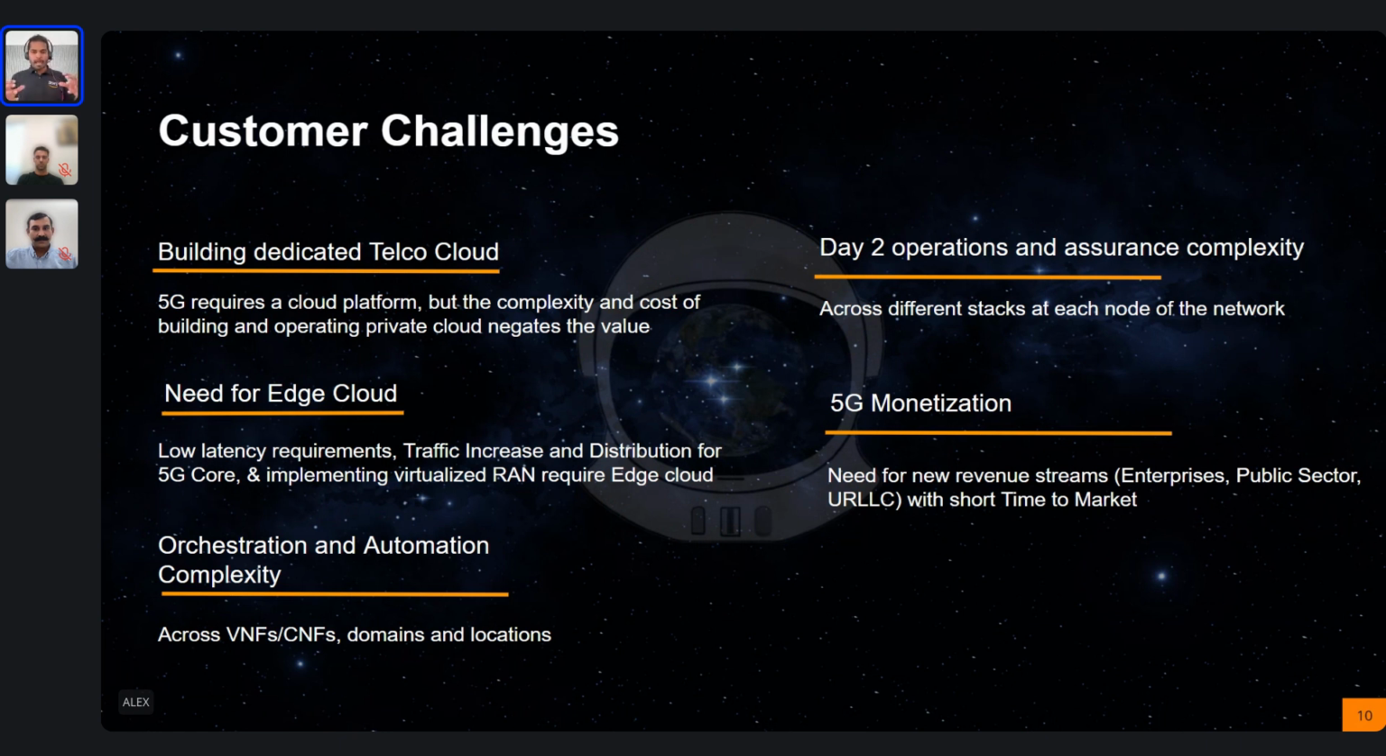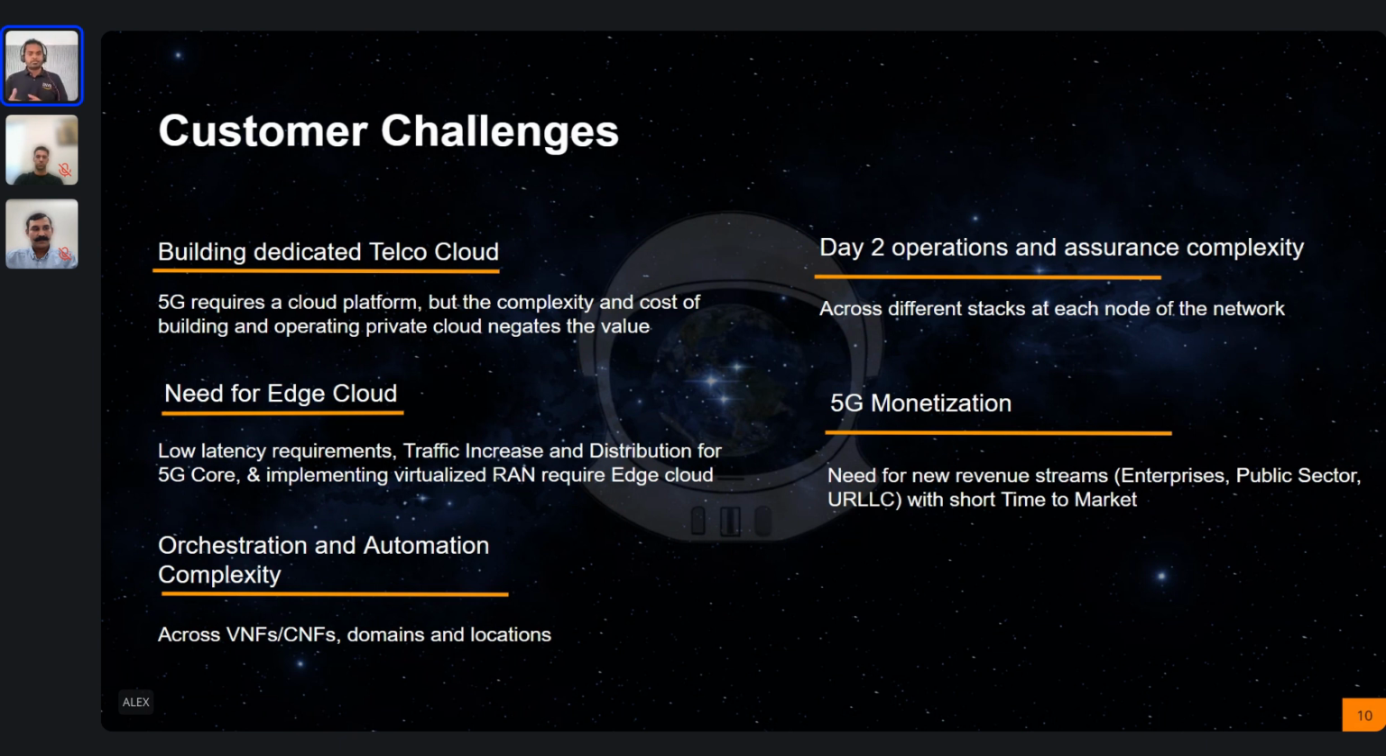And as you can imagine, as these functions are increasing, as the number of pieces in your architecture increases, it is very critical to have an orchestration and automation layer. You cannot have a different orchestration for running your core, and a different orchestration for the central units, and a different orchestration for running your user data units. So it's essential that you build an orchestration and automation piece which can manage your end-to-end 5G architecture, and that is another challenge that customers face while building 5G cloud for non-terrestrial networks.